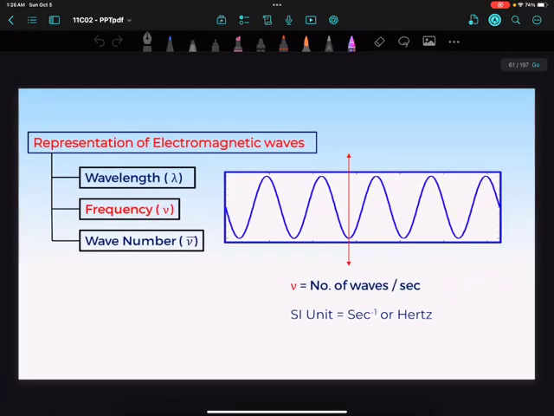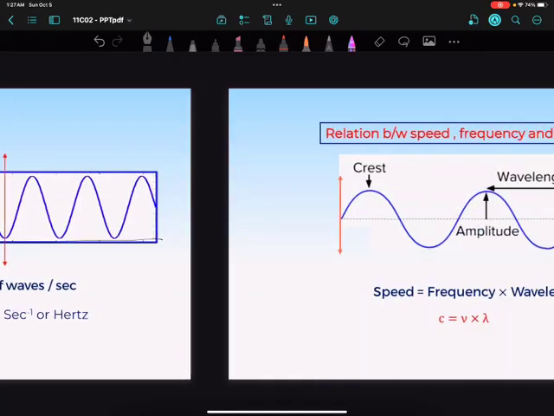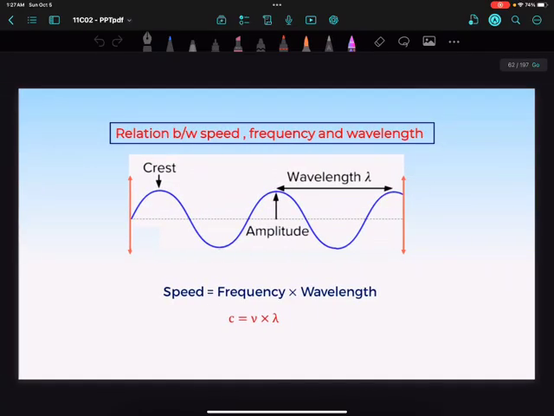Another representation of electromagnetic waves is frequency, that is the number of waves per second. For example, there is a propagation of the wave from 0 second to 1 second, this is 2 second, 1 second. So the waves taking place in 1 second is nothing but the frequency. Now the relation between speed, frequency and wavelength: the speed c is equal to frequency into wavelength.